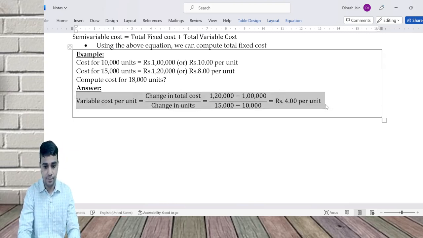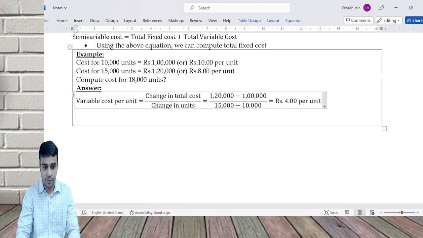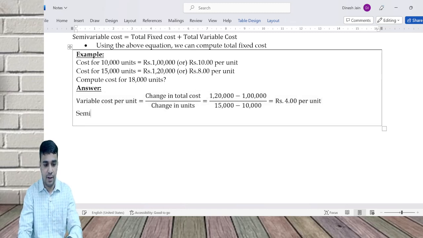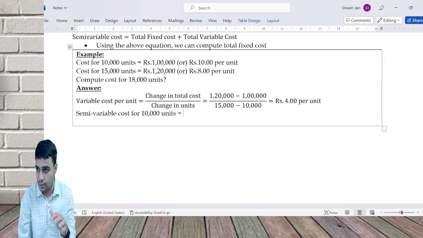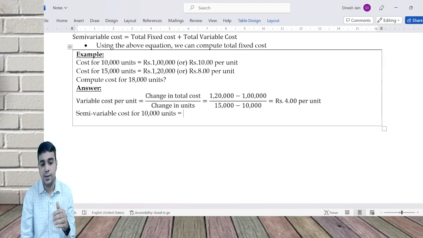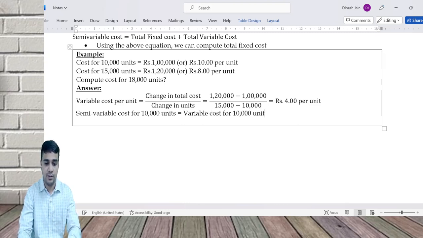Next, semi-variable cost for 10,000 units is equal to, you can take any number, you can take 15,000 or 10,000, semi-variable cost for 10,000 units is equal to variable cost for 10,000 units plus fixed cost for 10,000 units.